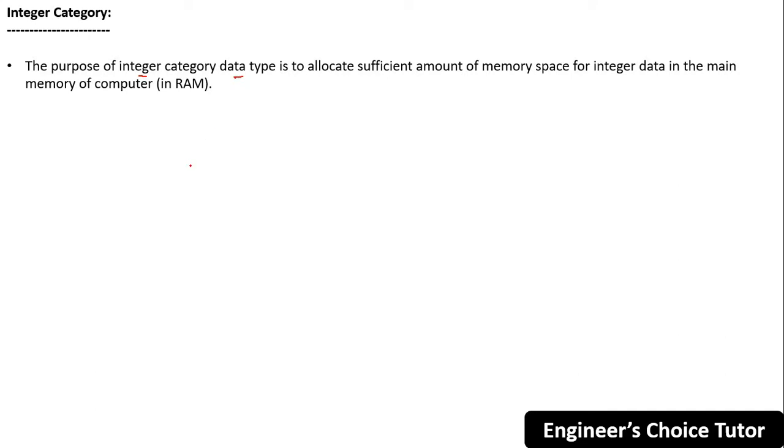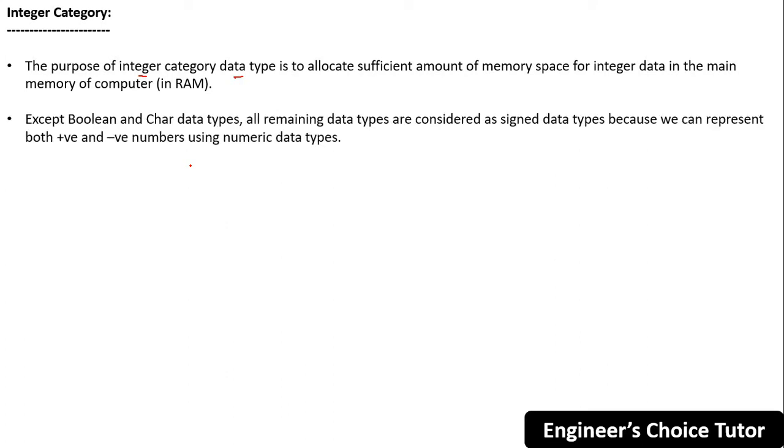This is the purpose of this integer category data type. Now, except Boolean and char data types, all remaining data types are considered as signed data types because we can represent both positive and negative numbers using numeric data types. This is a very simple point.